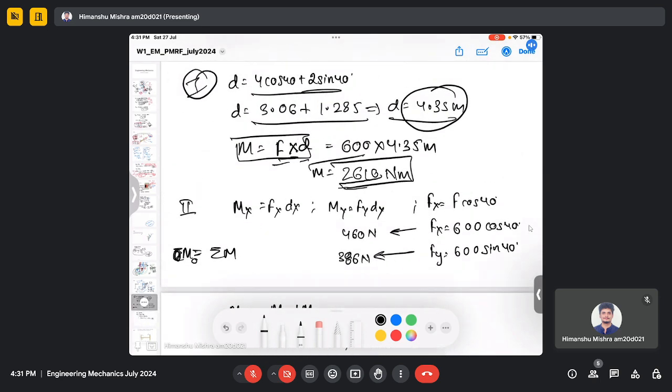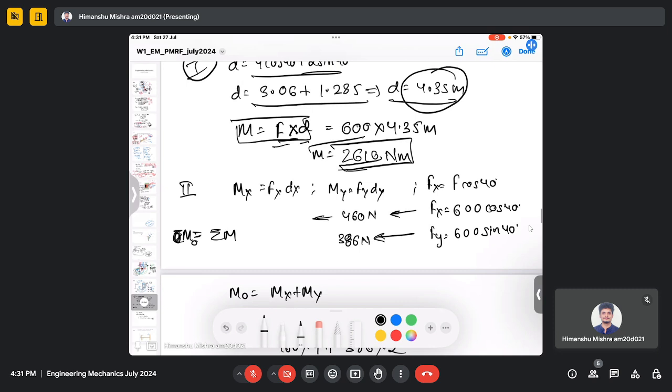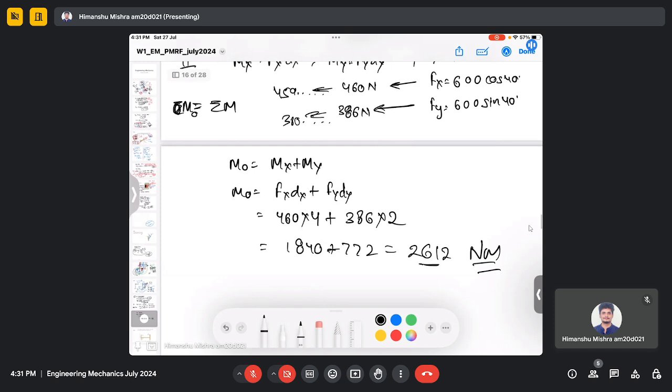So in the earlier one, you got 2610. Here I got actually 459 some decimal place, and here 385 some decimal place, and therefore I get a little overhead value. But you will get the same answer if you consider these decimal places and take the multiplication, then you will get the same answer, 2610 here.